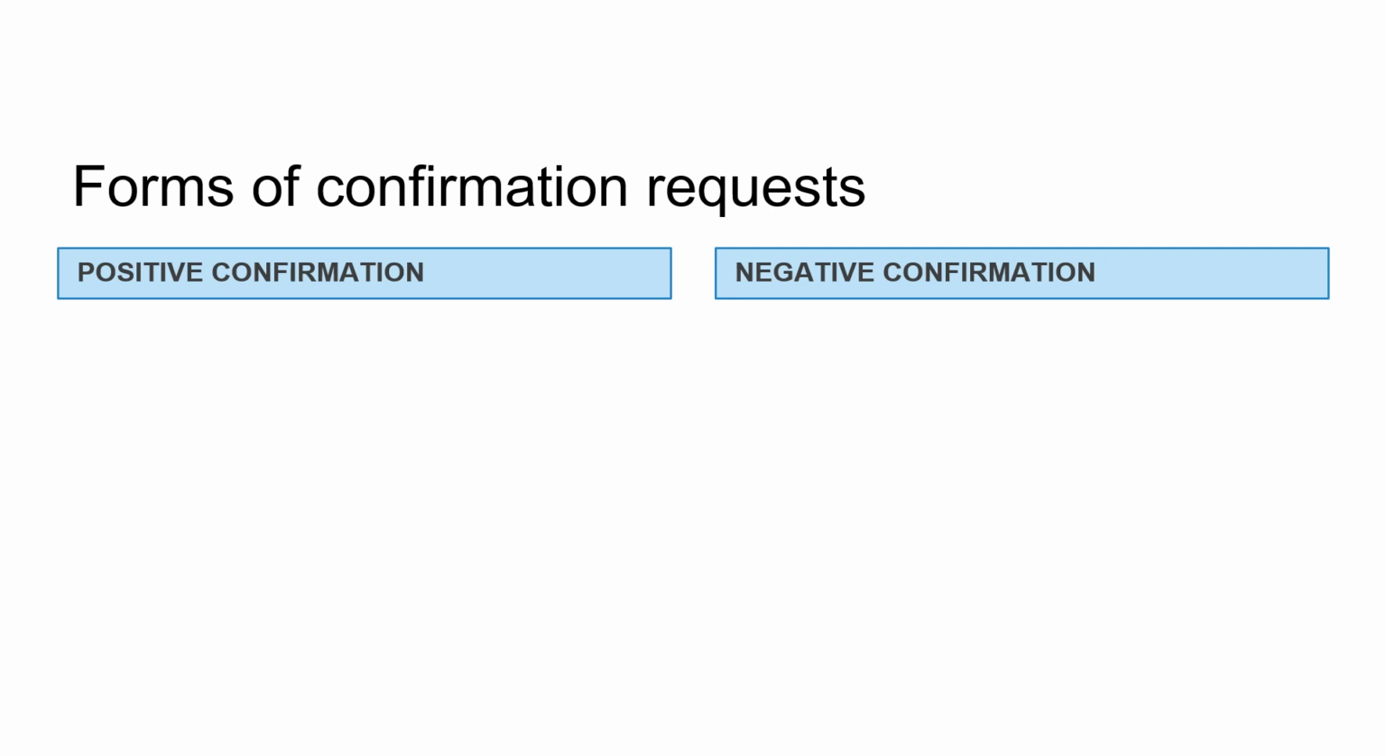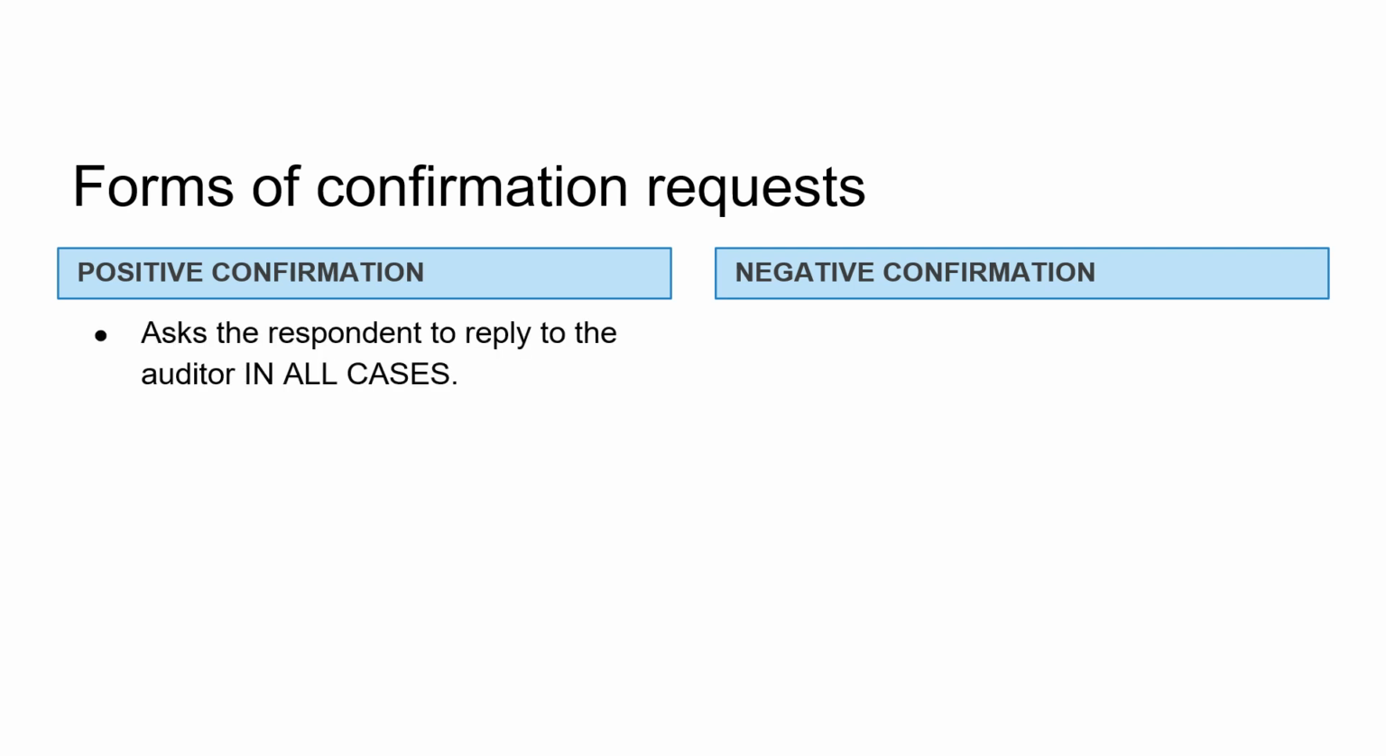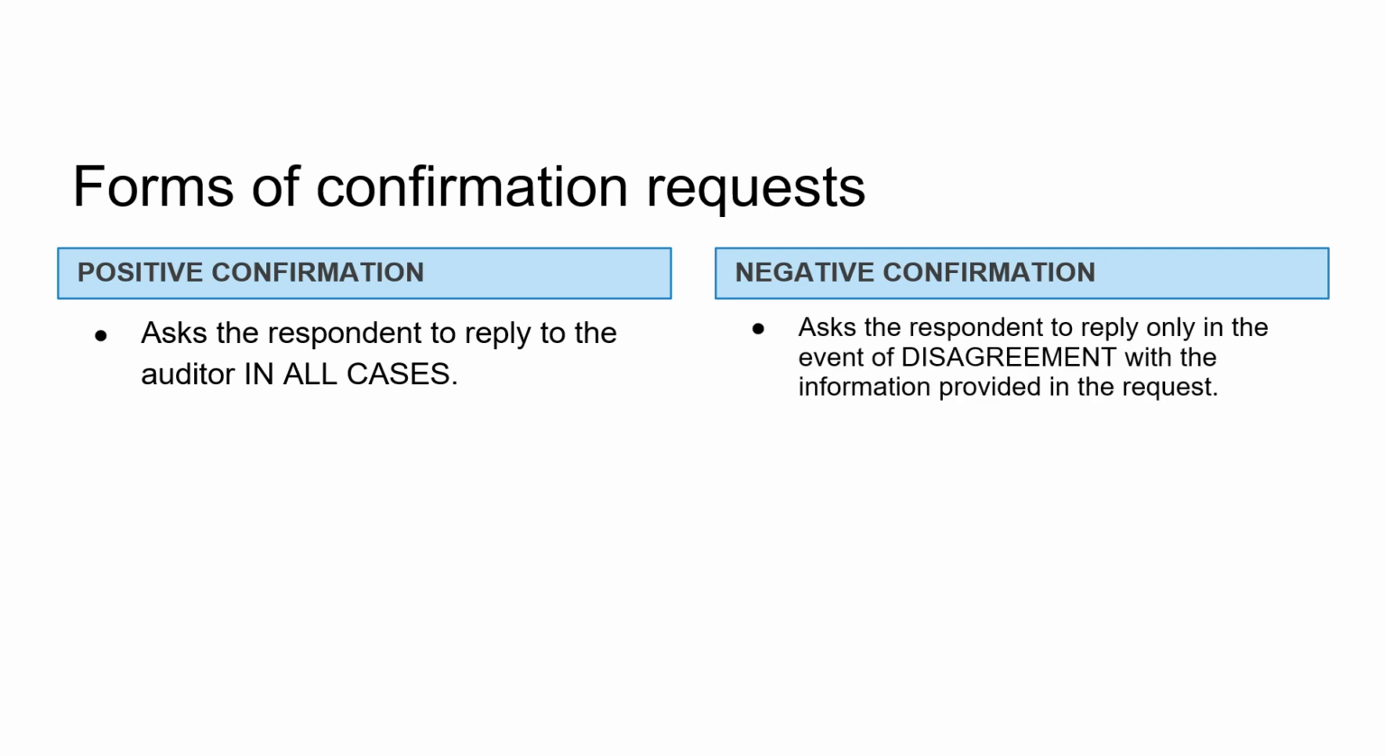There are two general categories of the form of confirmation. There is what we call positive confirmation. And under positive confirmation, we ask the respondent to reply in all cases, whether the respondent agrees with the information or disagrees with the information. In all cases, we ask the respondents to reply. Whereas if we talk about negative confirmation, we only ask the respondent to reply if and only if the respondent disagrees with the information.